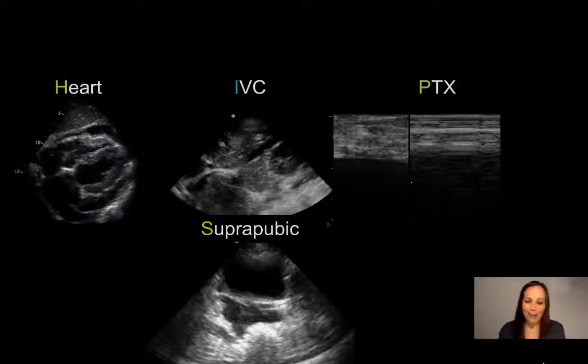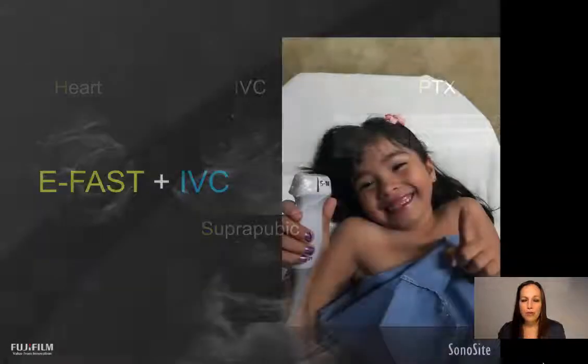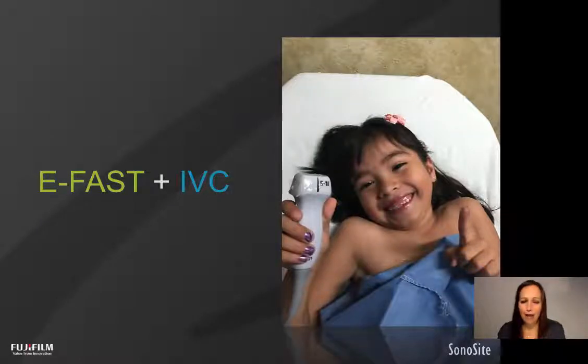Now, if that's too difficult, which often, I am not a huge fan of mnemonics because I often remember the mnemonic and not what it stands for, you can think of basically what we're going to do is the extended FAST exam, the abdominal views, the lung views, and then we're just going to add the inferior vena cava. Now, if you think about this approach, this actually makes it much easier to remember. It also makes it easier in your mind to perform this exam in less than 2 minutes. So the E-FAST with the inferior vena cava.